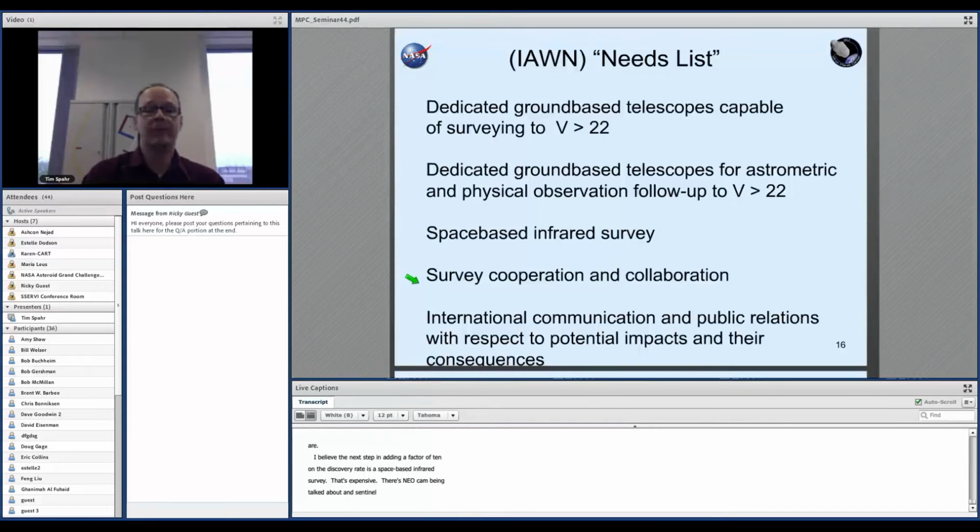And really, hats off to Pan-STARRS and Catalina, principal investigators Richard Wainscoat and Eric Christensen. They have begun the process of survey cooperation and collaboration. We have limited resources, and so using those resources effectively and sharing the sky is very important.